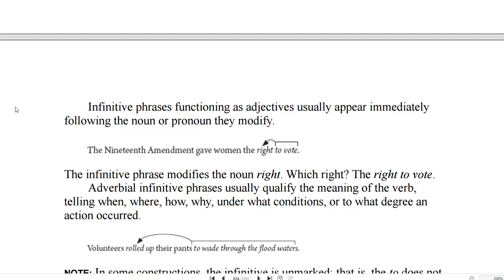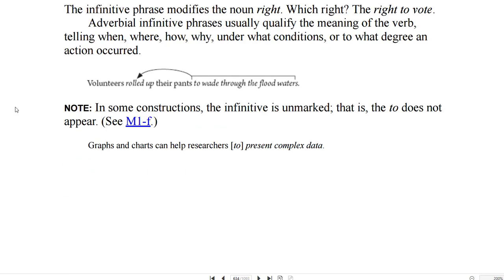Adverbial infinitive phrases usually qualify the meaning of the verb, telling when, where, how, why, under what condition, or to what degree an action occurred. Volunteers rolled up their sleeves to wade through the floodwaters. In some constructions, the infinitive is unmarked, that is, the to does not appear. Graphs and charts can help researchers present complex data. When the to does not appear, that means the to is understood.